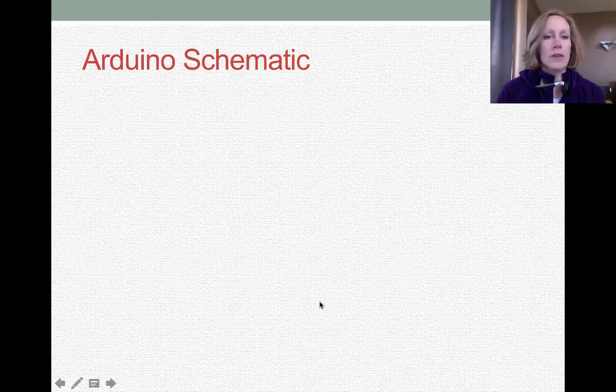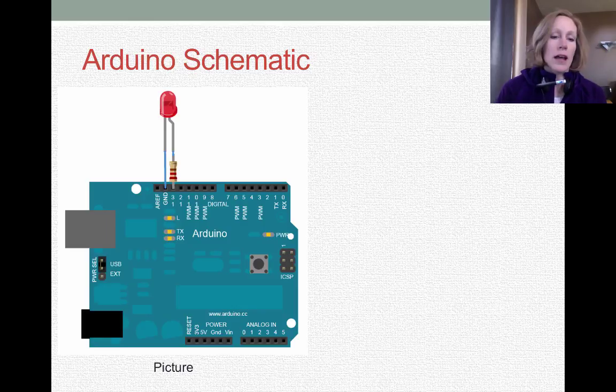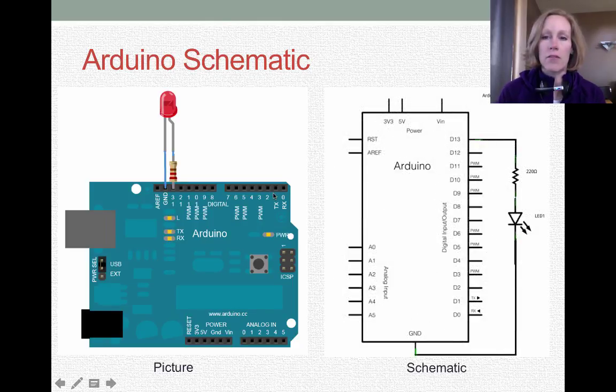So what would an Arduino schematic look like? Here on the left we have a picture of what the Arduino board actually looks like, and connected here is just another little LED circuit. We connect one of the digital I/O ports through a resistor to the LED and then back to ground. The schematic of this circuit is over here on the right.